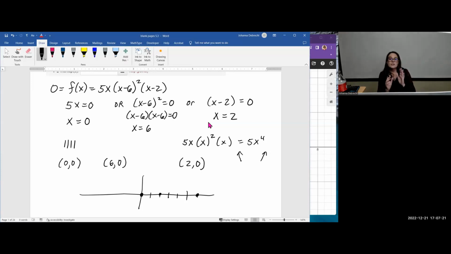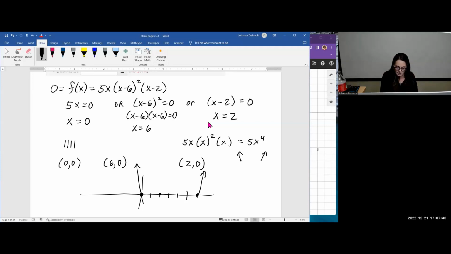Now, it is degree 4, so at most it has 3 turning points. Because they come in pairs, it's either 3 or it's 1. But because I have all of these x-intercepts, I think it's probably 3. So I know from the left it goes up, and I know from the right it goes up.